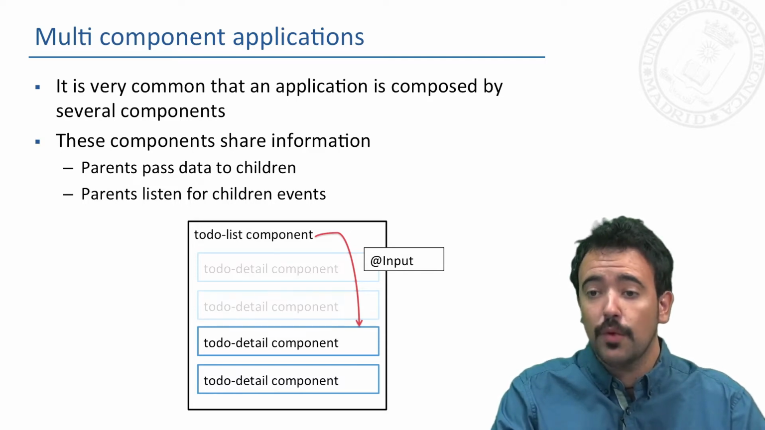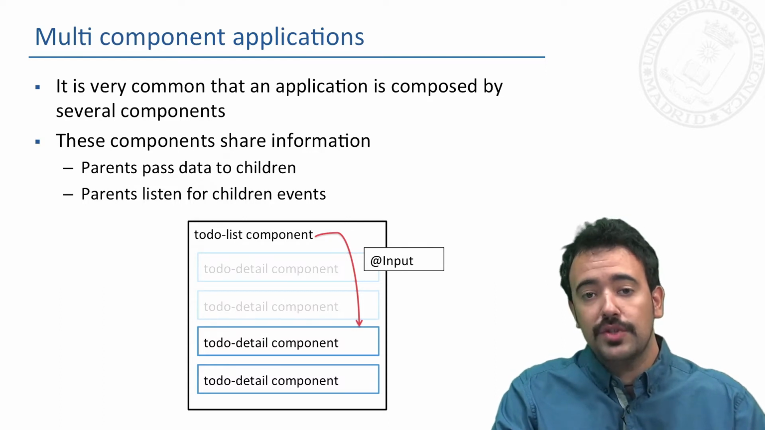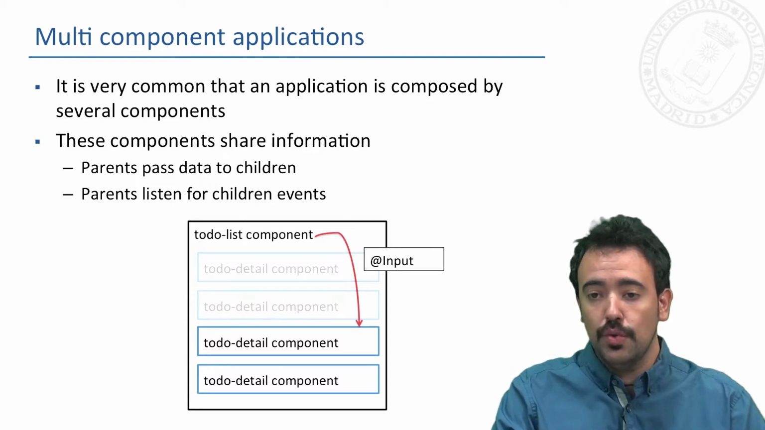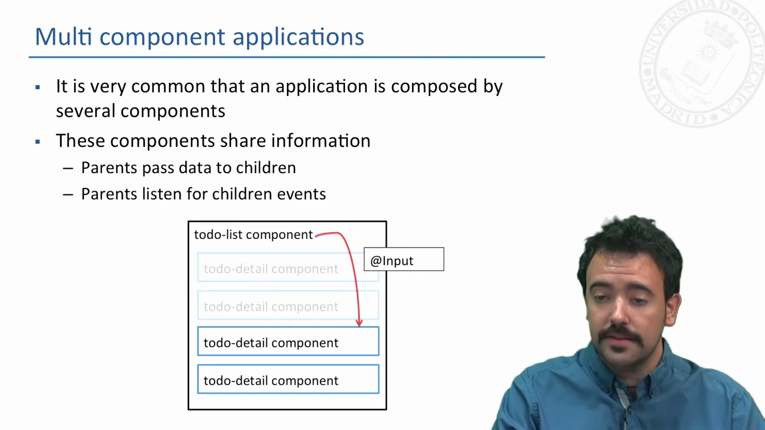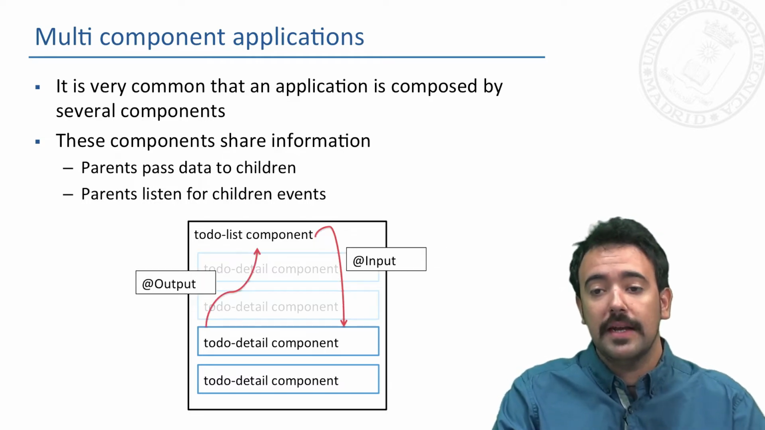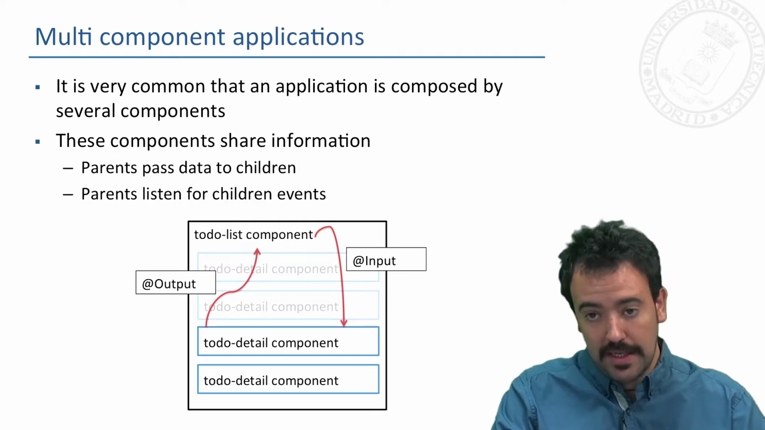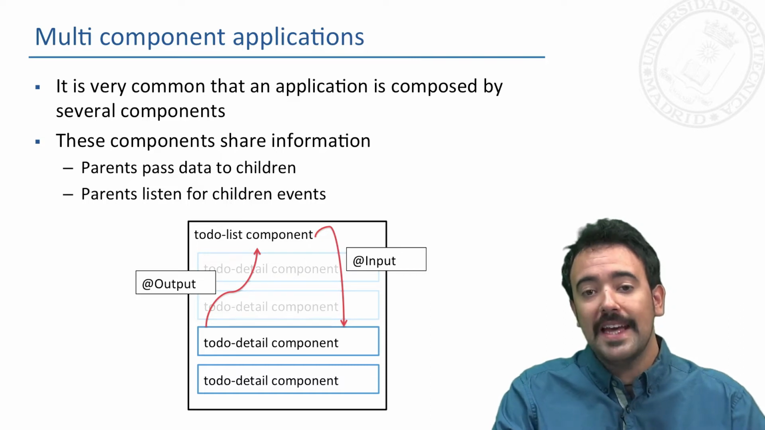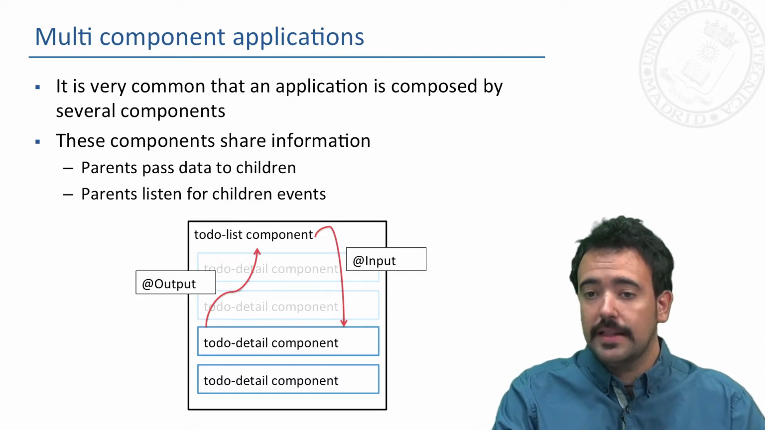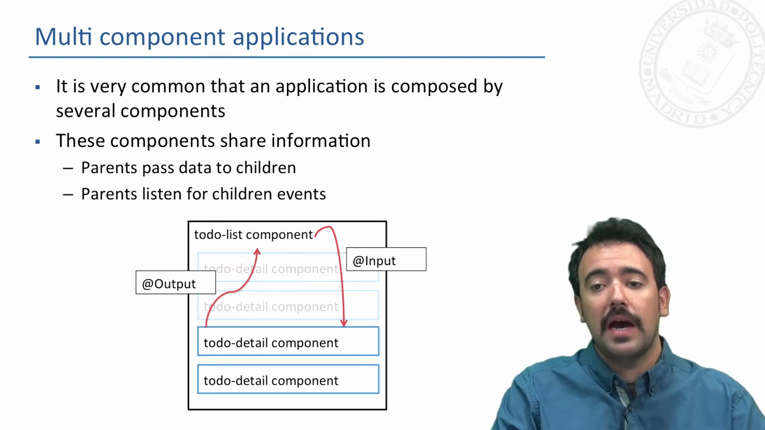In order to do this, we will use the input decorator. We will see the details in the next slide. On the other hand, when the user clicks on one of these to-dos, in order to tell the application that this to-do is already completed, this child element will pass this information to the parent element using an output property, an output decorator. We will then register an event that the parent component will listen to. But let's see now the details.